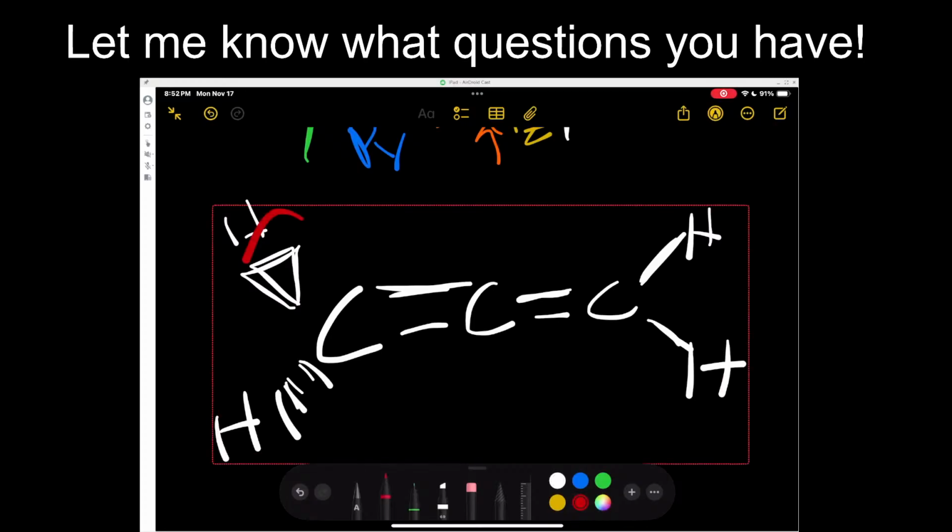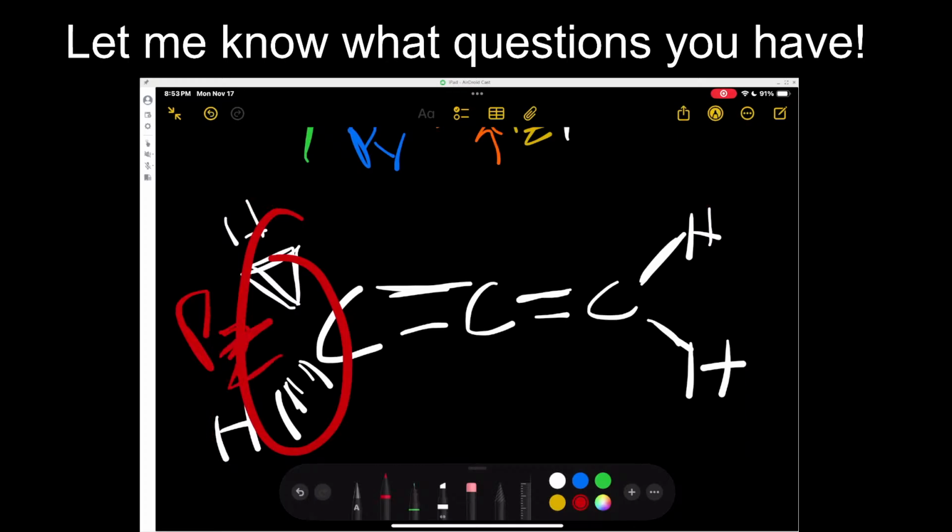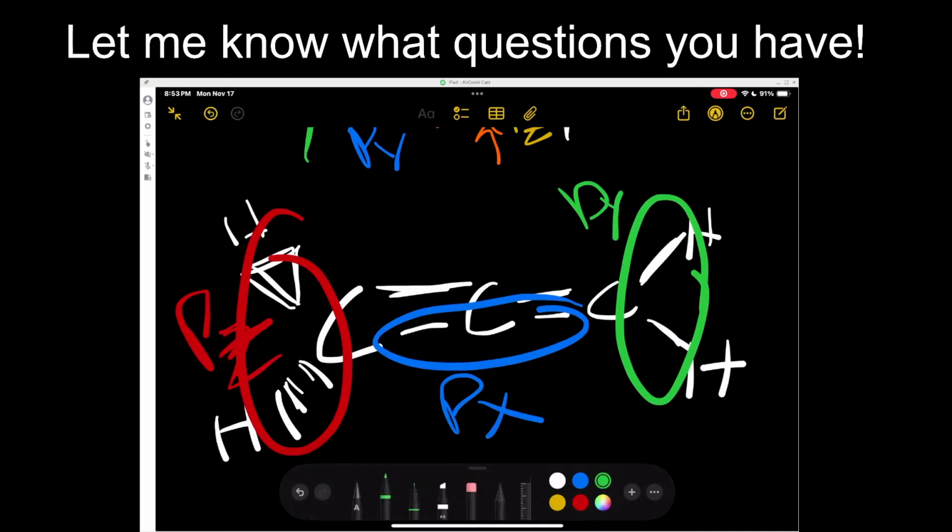Again, wedges are signs of pz. The lines like this are a sign of px. And then this is a good example of a py and a px.